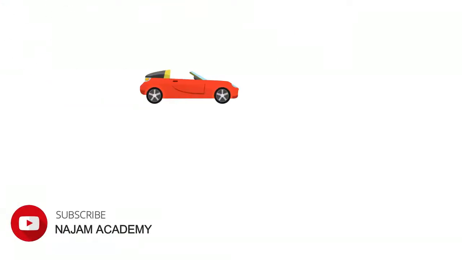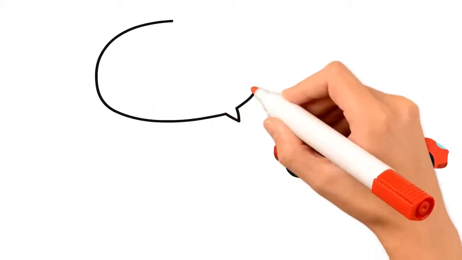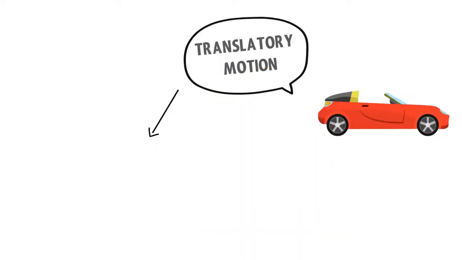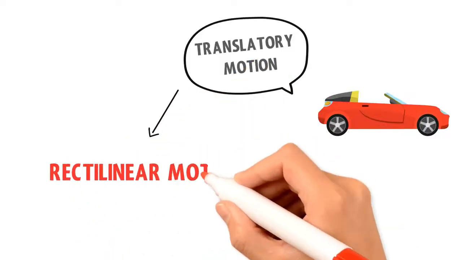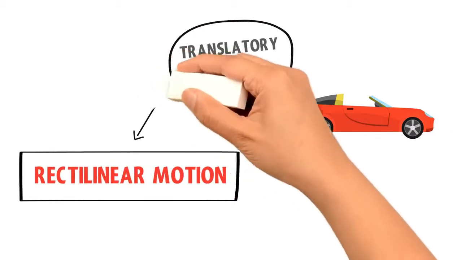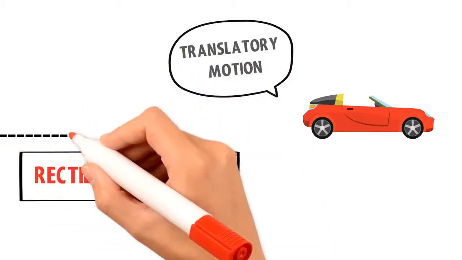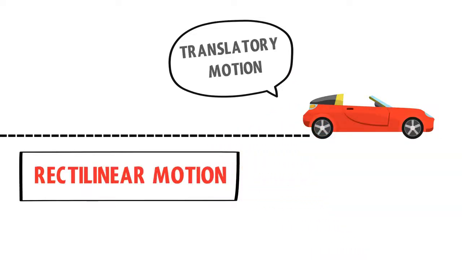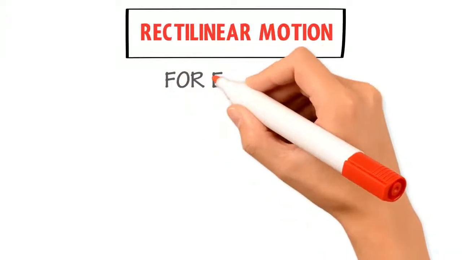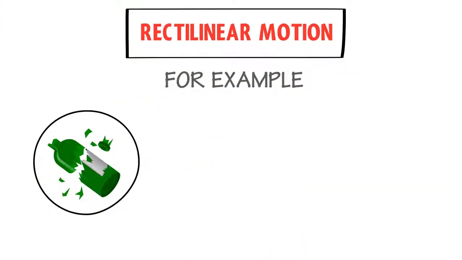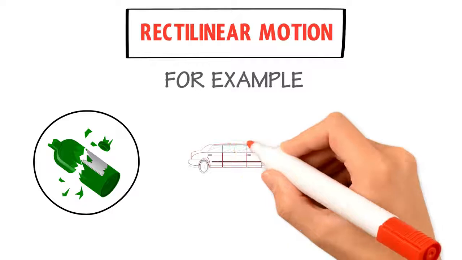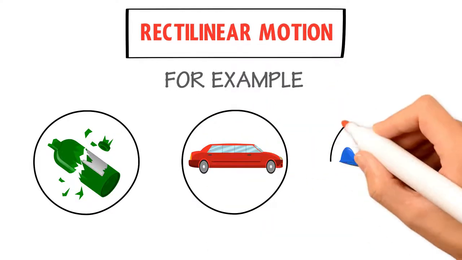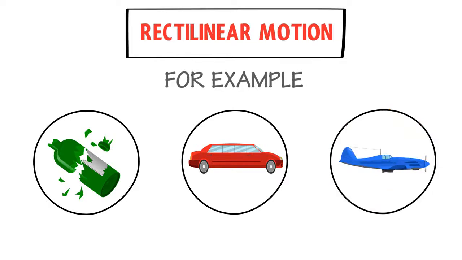When a body moves along a straight line, we already know that it is in translatory motion, but such type of translatory motion is also known as rectilinear motion. Therefore, remember that linear motion or motion along a straight line is also known as rectilinear motion. For example, the motion of falling objects, the motion of a car on a road, and the motion of aeroplanes are all rectilinear motions.